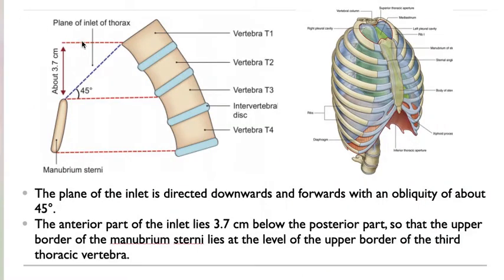Now, the plane of the inlet is directed downwards and forwards with an obliquity of about 45 degrees. This is the manubrium sterni over here, right? And this is the 45-degree angle because it is slanting, it is oblique. The anterior part of the inlet is lying about 3.57 centimeter below the posterior part. You can see it is lower down, the anterior part, so that the upper border of the manubrium sterni, which is this part, lies at the level of the third thoracic vertebra.